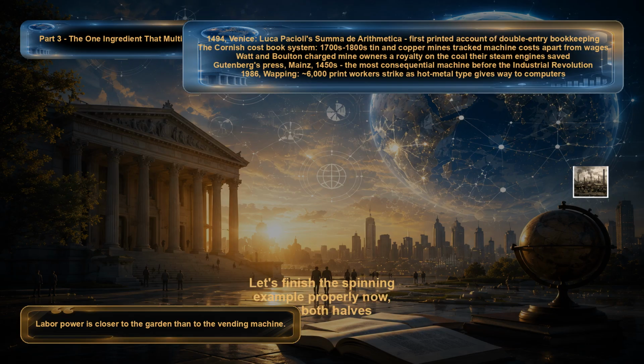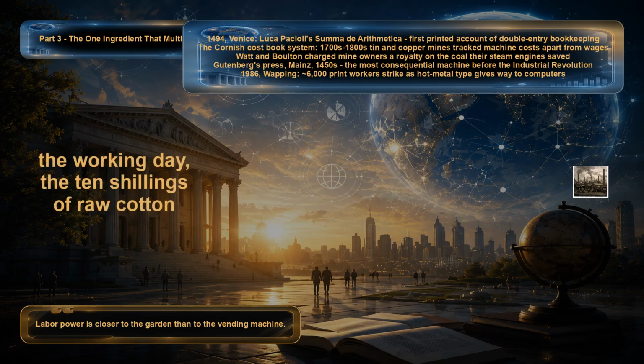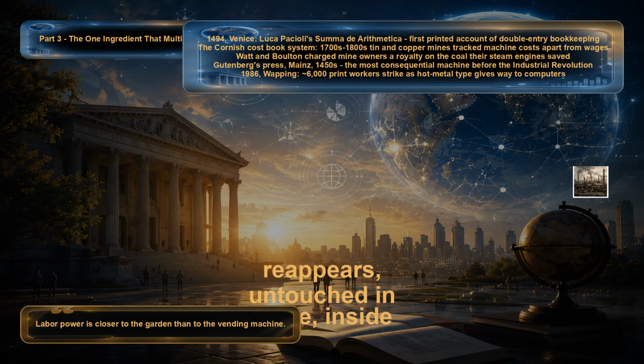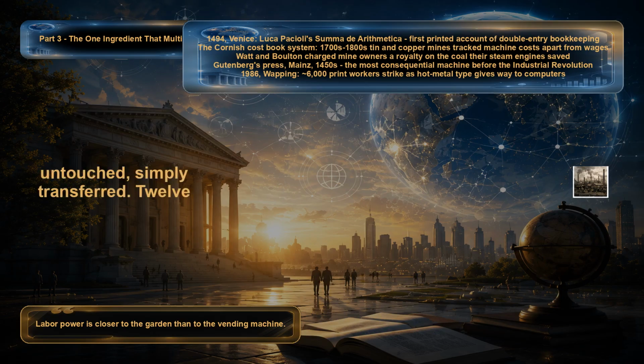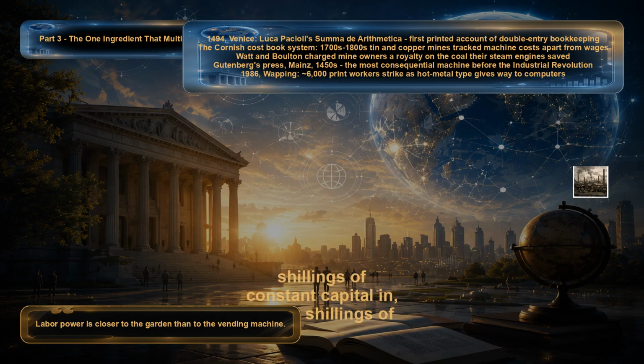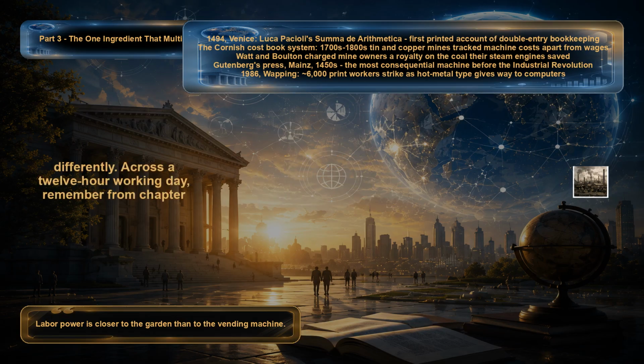Let's finish the spinning example properly now, with both halves of the split laid out together. Let's do exactly that. Across the working day, the 10 shillings of raw cotton reappears, untouched in value, inside the finished yarn. The 2 shillings of spindle wear reappears too, also untouched, simply transferred. 12 shillings of constant capital in, 12 shillings of constant capital out, not a penny more. But the spinner's 3 shillings of wage behaves completely differently.